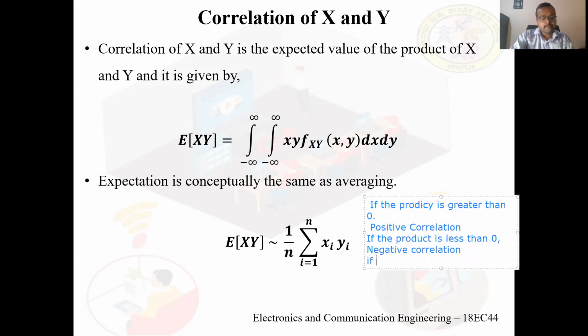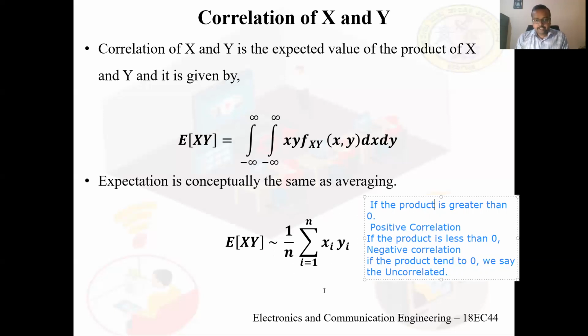If the product tends to 0, we say the random variables are uncorrelated. Here, as I said here, if the product is greater than 0, we call it as a positive correlation. If this product is less than 0, we call it as a negative correlation. And if the product sums to 0 or near to 0, we call it as the random variables x and y are uncorrelated.